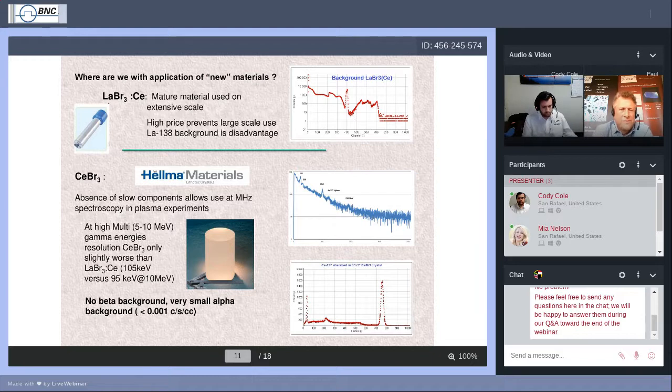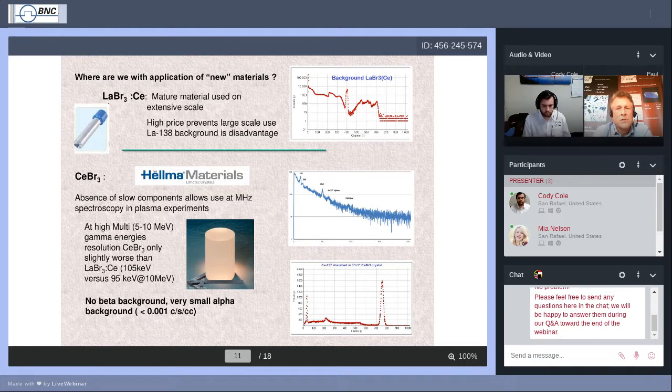Unfortunately, it has a background of lanthanum-138 due to some beta emissions and some gamma lines. This is a disadvantage. You also see some other actinium contamination there. But it's often used. We have these days cerium bromide, and cerium bromide actually is a pure scintillator. There are no slow components in cerium bromide. It has a very fast rise time, so it's very well suited for fast timing applications.